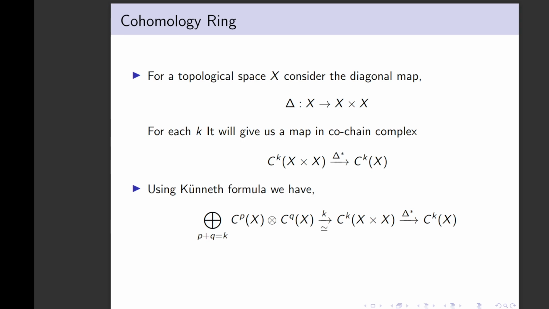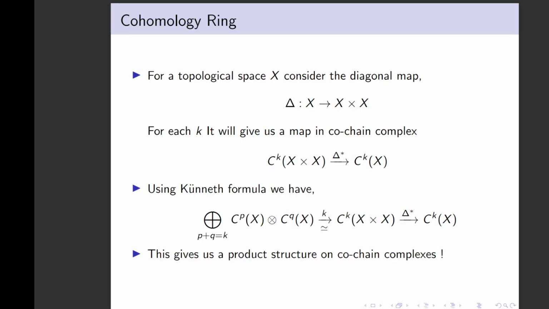Sorry for this. Okay, so this is the Künneth theorem. In general, if we have two topological spaces, X times Y, the cohomology will be isomorphic to this direct sum. Here k denotes the Künneth isomorphism. Sorry for that, you should not confuse this k with this k. This k is just the name of some isomorphism, and this k is some index.